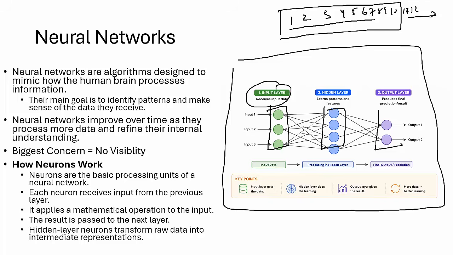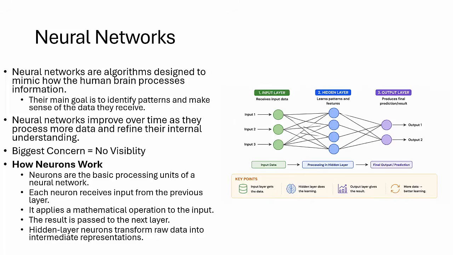Neural network: neurons are the basic processing units. More neurons mean more visibility and more effectiveness of the data. Each neuron receives input from the previous layer and applies a mathematical operation. So the simple logic is more neurons, more intelligence; fewer neurons, less intelligence. It acts like a human brain. The input layer gets the data, the hidden layer does the learning, and the output layer provides the result.